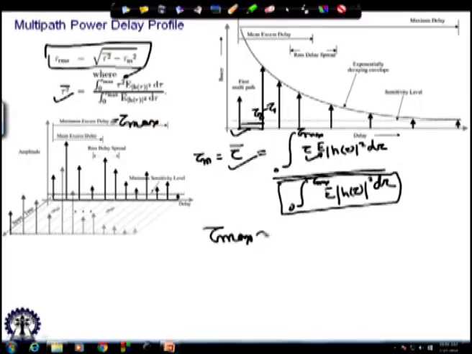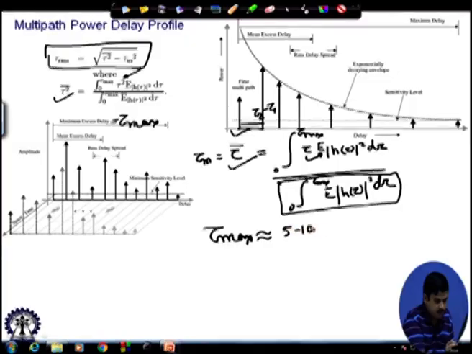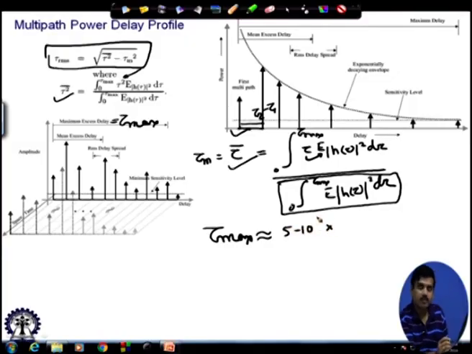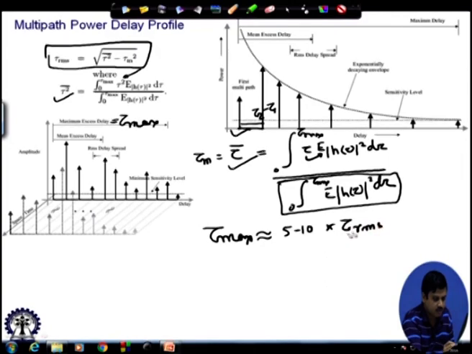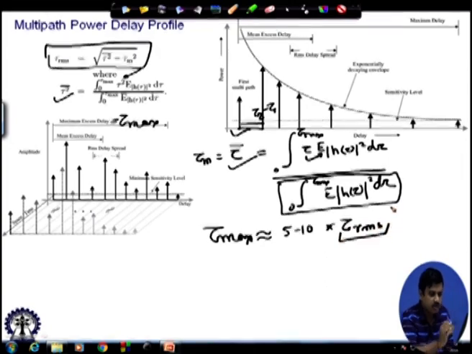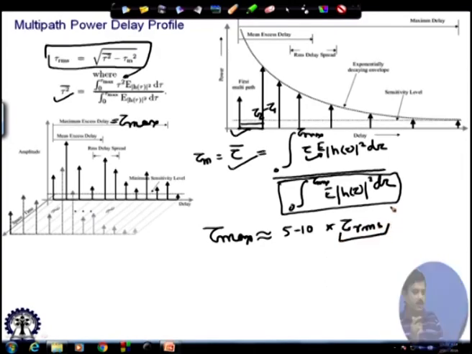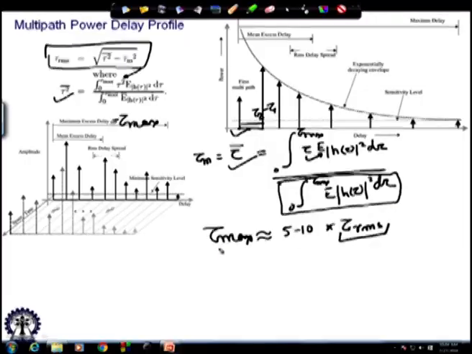Rule of thumb, you could say approximately 5 to 10 times. I am giving a very large range, but we can't help it, this is how it is, varying from indoor to outdoor conditions, times tau RMS. So, if I give you the root mean squared value of the delay spread, I am basically characterizing the channel, we can calculate how much is the maximum spread of the channel through this rule of thumb. And of course, this is specific to propagation environment.